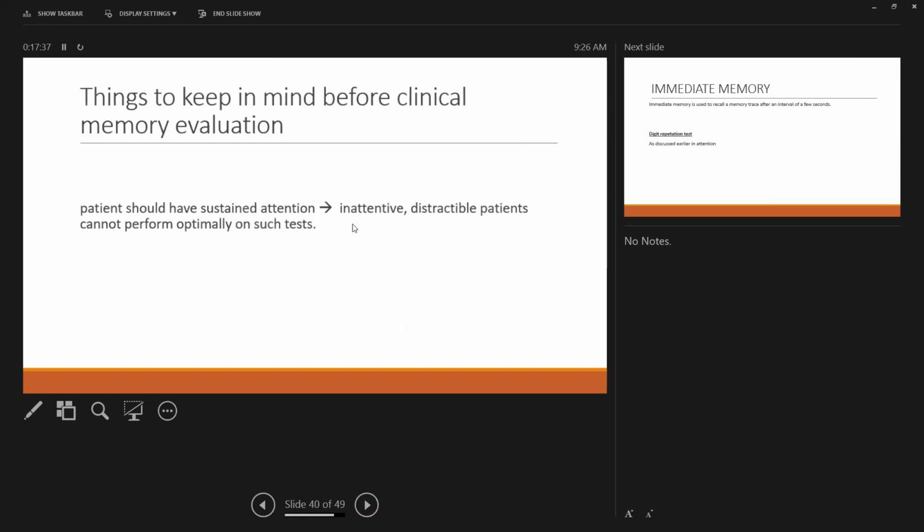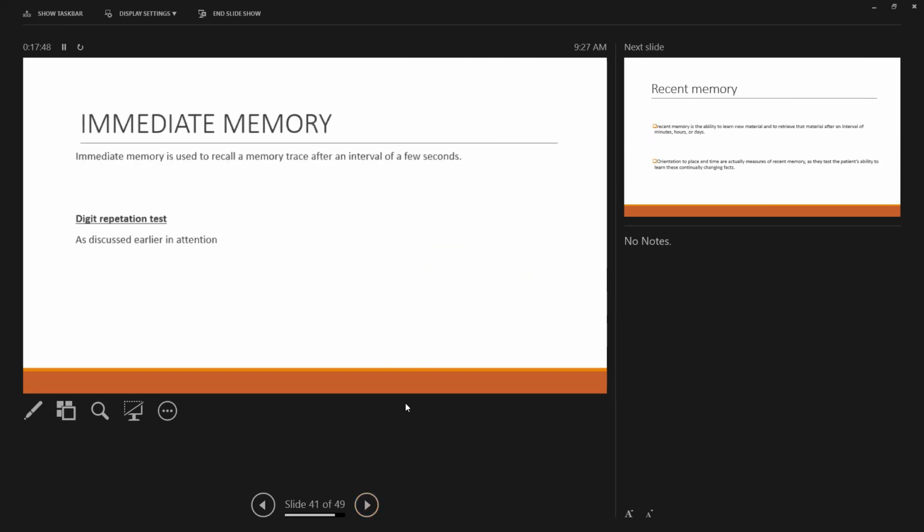Things to keep in mind before clinical memory evaluation is that the patient should have sustained attention. An inattentive, distractible patient cannot perform optimally on such a test. To check for immediate memory, we'll use the same digit repetition test that we use to check attention.